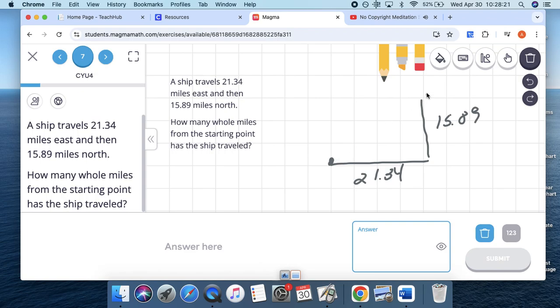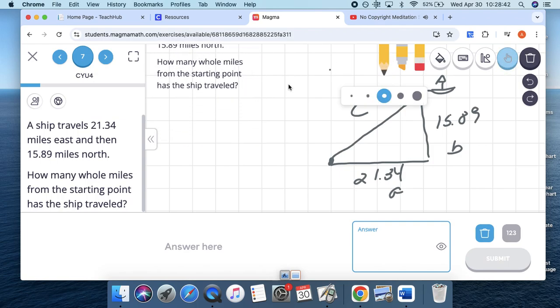So this would be the ship. And let me just draw a little ship. So the ship is right there. So how far has the ship traveled? Well, obviously we're going to take the shortest route here, and that's what we're measuring. So this is what we need. This is A and this is B, however you want it. Let's use the Pythagorean theorem, and so we get A squared plus B squared equals C squared.